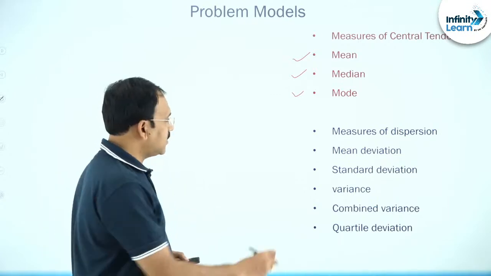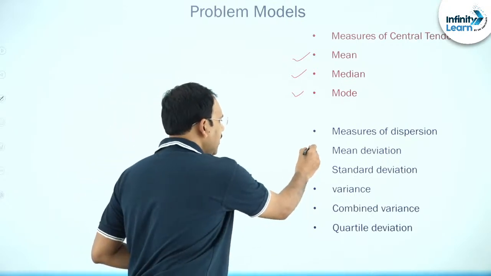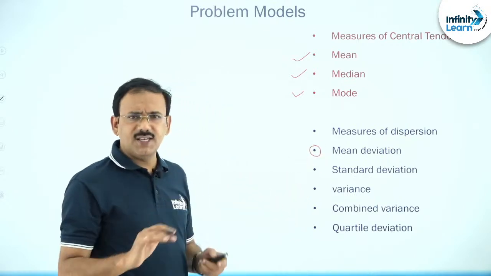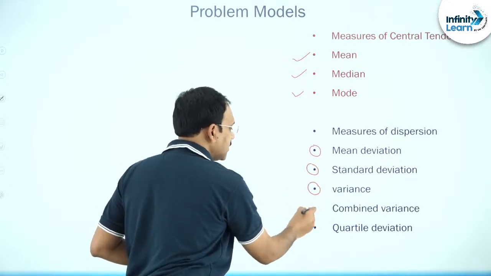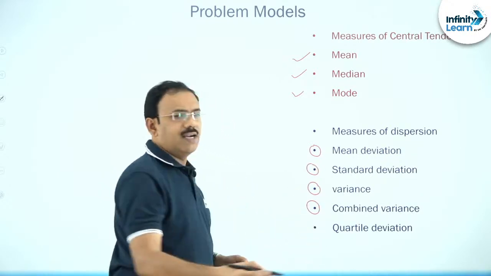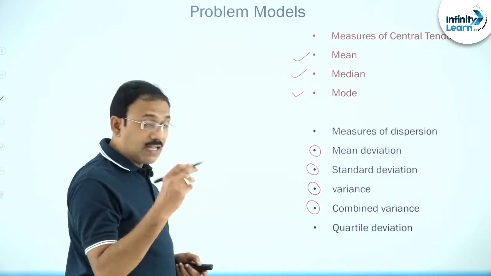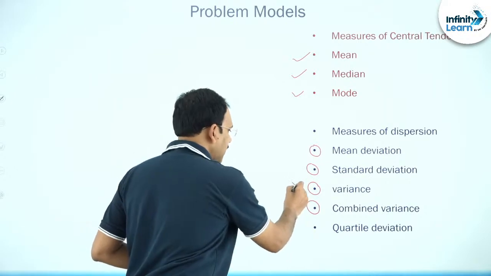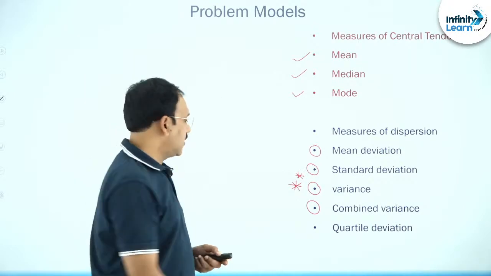The mainstream is measures of dispersion. In mean deviation, a single formula is enough. Then standard deviation, variance, combined variance. Quartile deviation is also hardly given. And the most important one is variance.